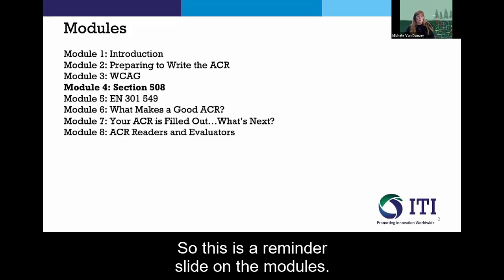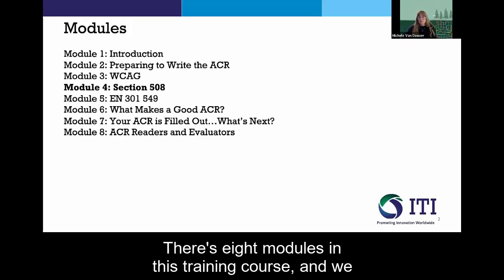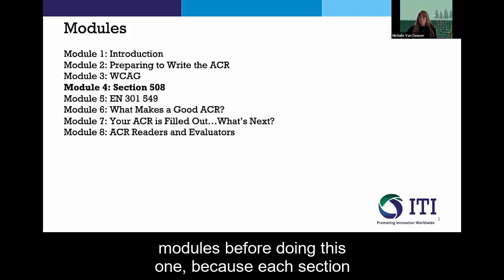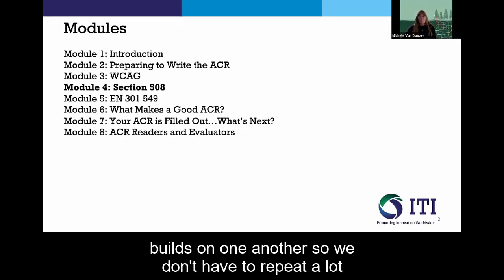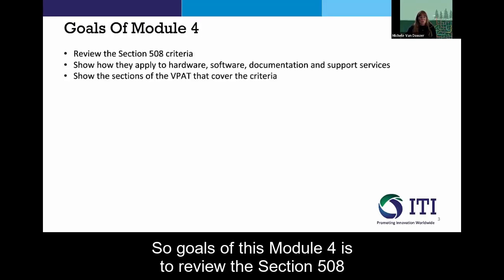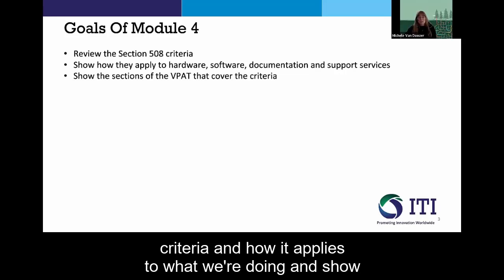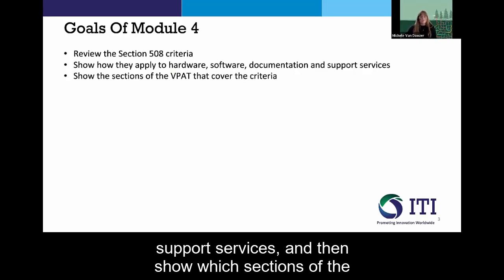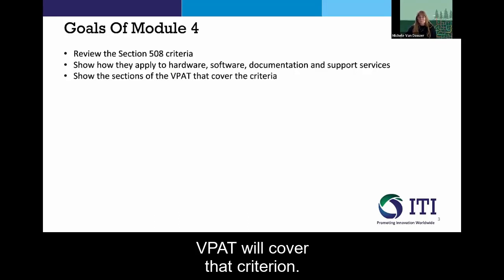So this is a reminder slide on the modules. There are 8 modules in this training course, and we really need you to take the other modules before doing this one, because each section builds on one another, so we don't have to repeat a lot of information. The goals of this Module 4 are to review the Section 508 criteria, how they apply to what we're doing, and show how they apply to hardware, software, documentation, and support services, and then show which sections of the VPAT will cover that criteria.